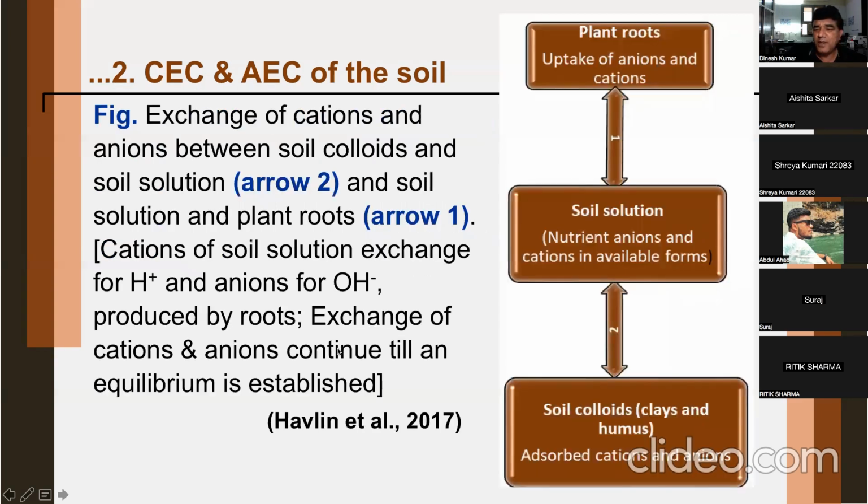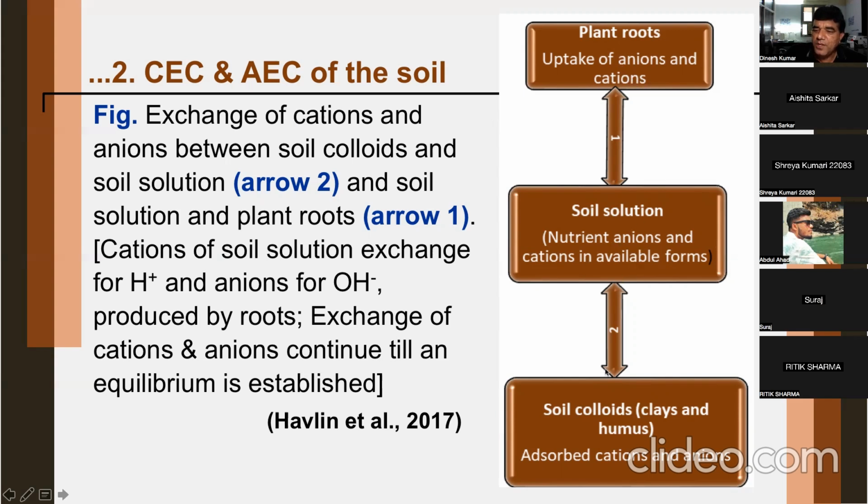Now you can see this figure. This is quite an interesting figure. You can see in the central box, you have the soil solution, and nutrients are present as anions and cations, and they are considered to be in available form. So they can be taken up by the plant roots, uptake of anions and cations, but some anions and cations are also added by plant roots to the soil solution.